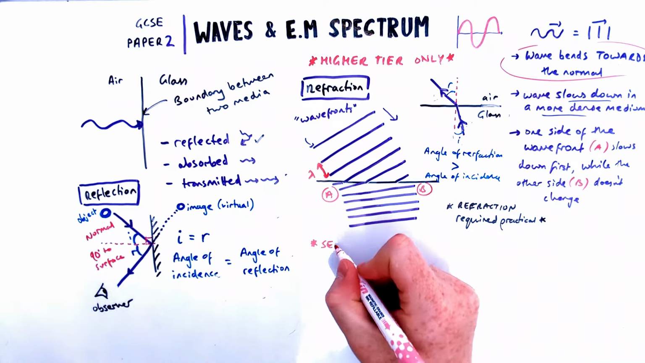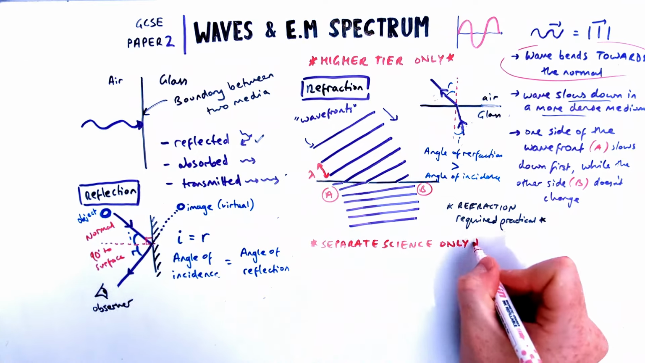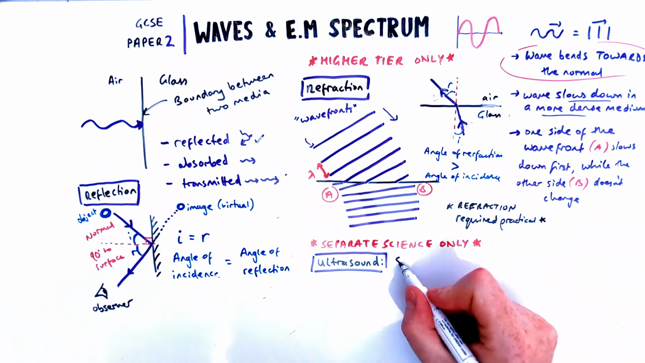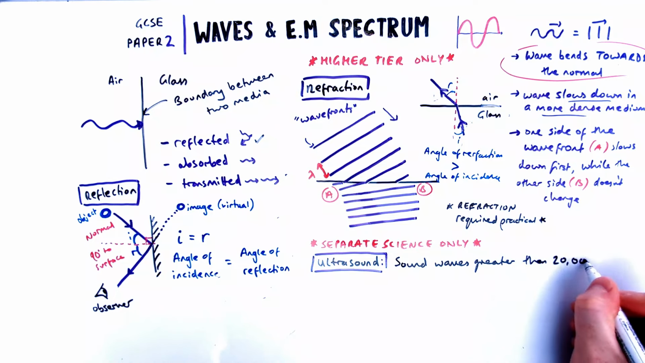The next section of the video is only for if you study separate science. So we're going to look at ultrasound and also seismic waves. Then come back for the electromagnetic spectrum, which even if you're doing combined science, you do need to know about.